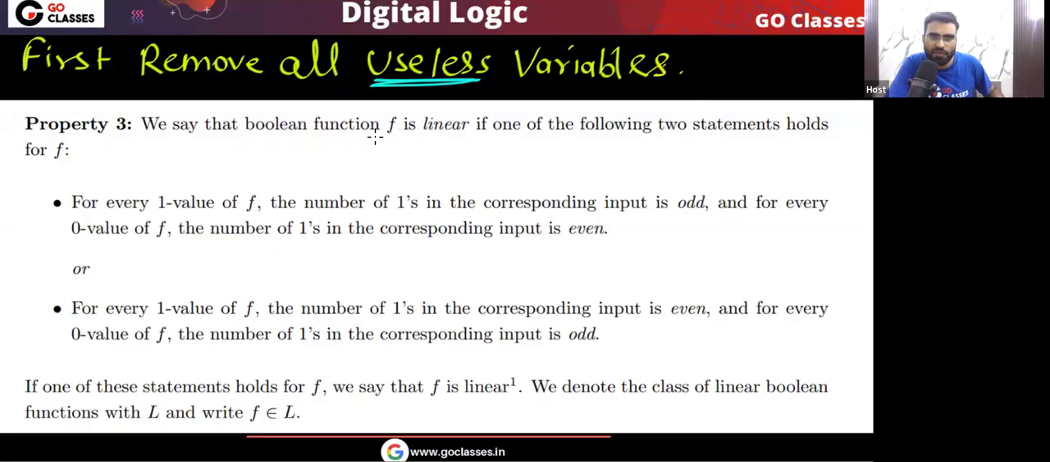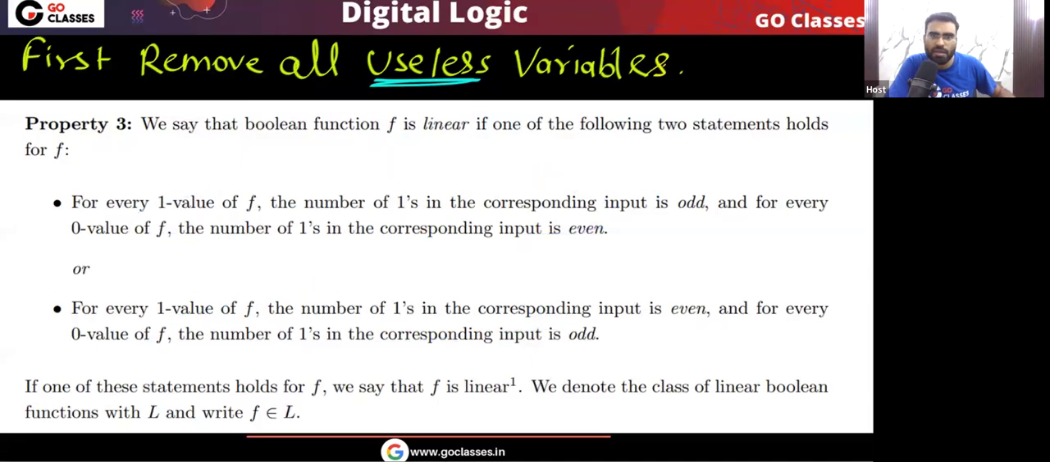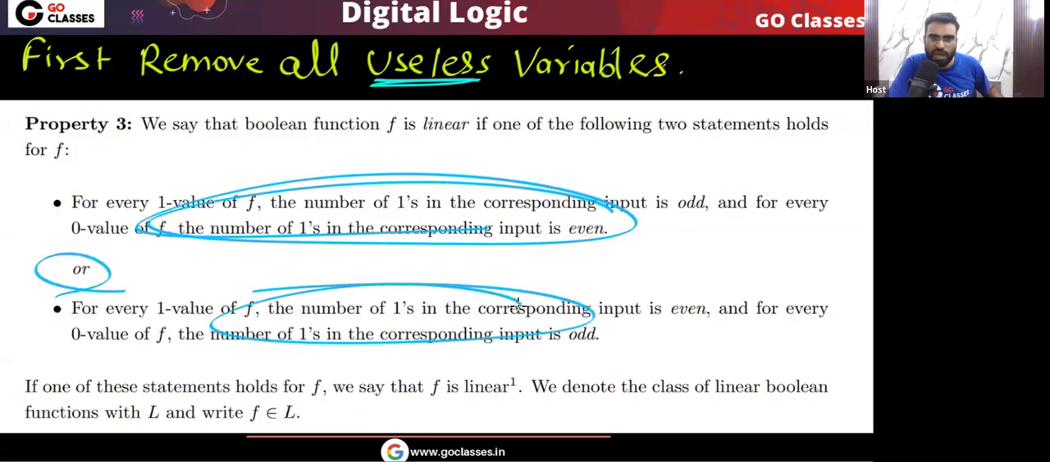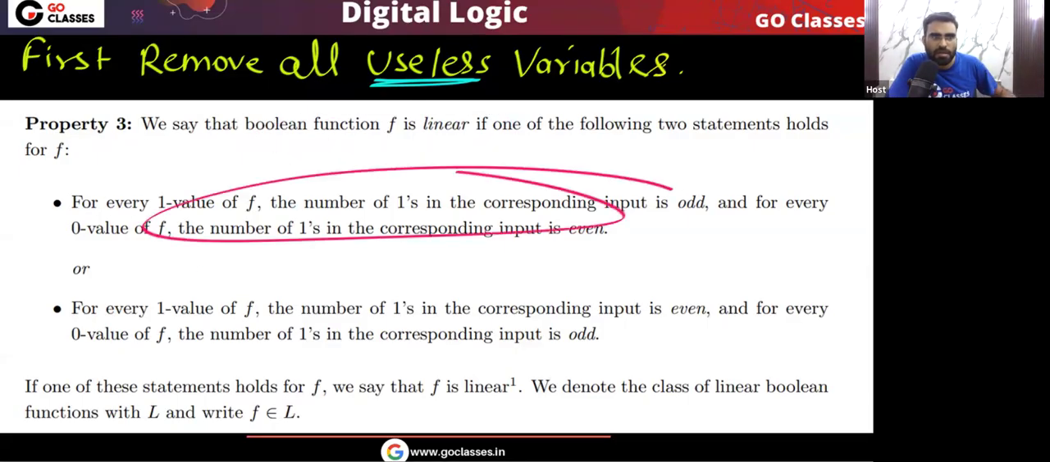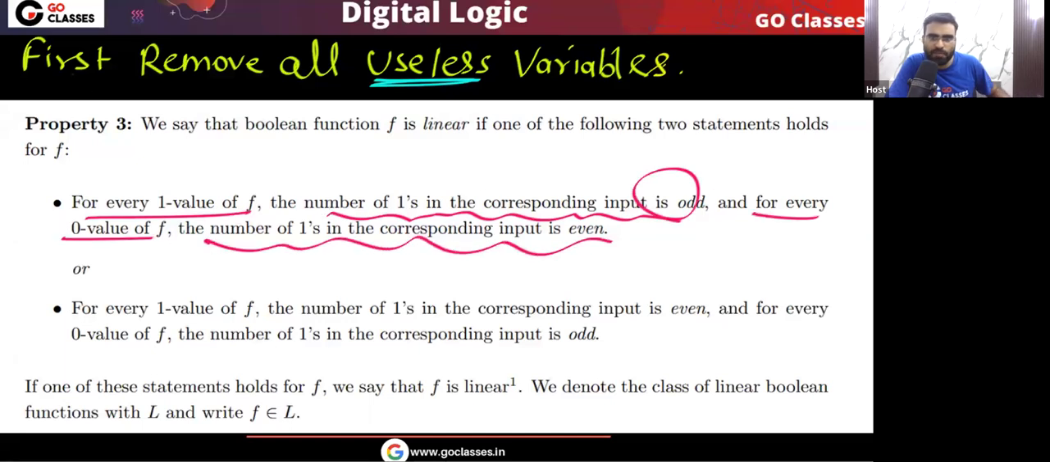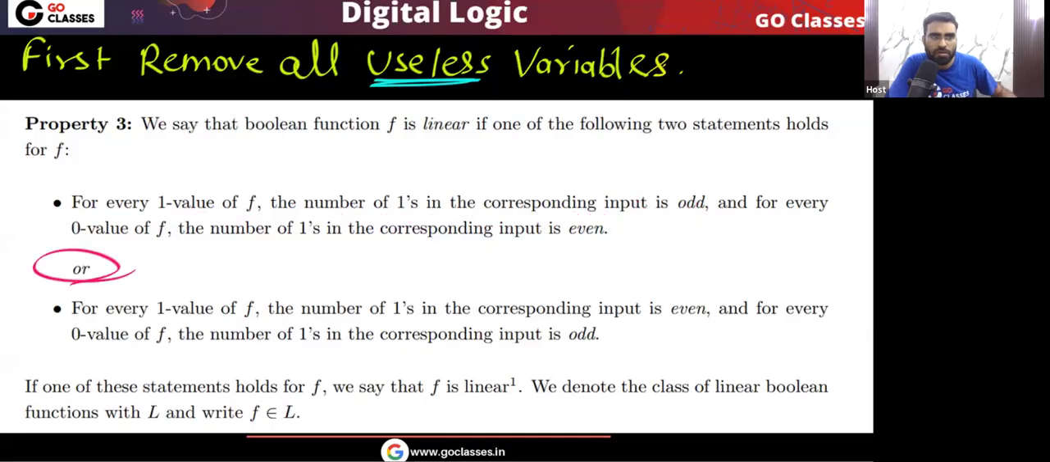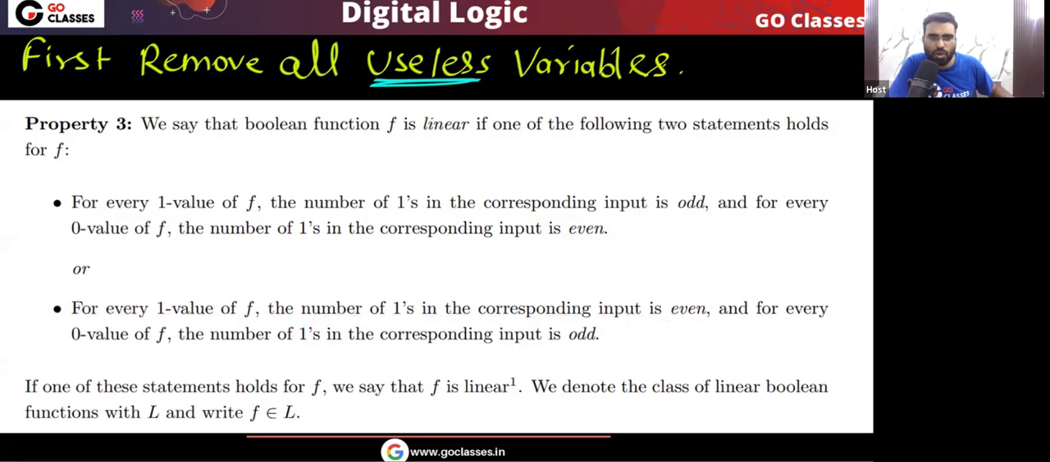Let's see the definition of linear function. A function is linear if this happens or this happens. Either this will happen or this will happen, then the function will be called linear. That means for every one value of f, wherever f is 1, the number of ones in the input is odd, and for every zero value of f, the number of ones in the input is even. Or for every one value of f, the number of ones in the input is even, and for every zero value of f, the number of ones in the input is odd.